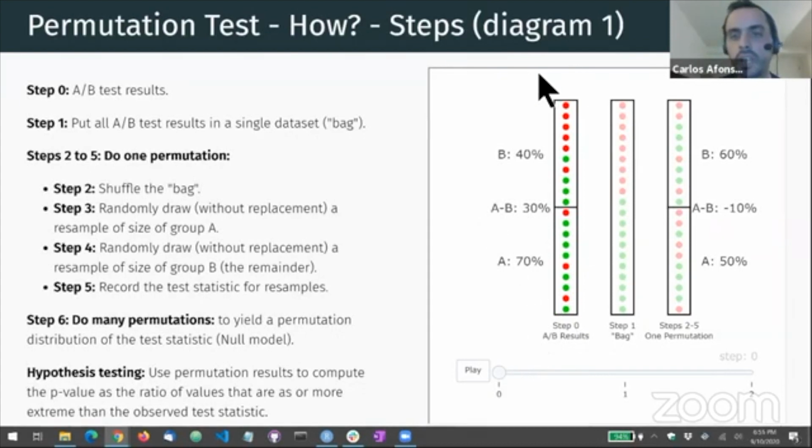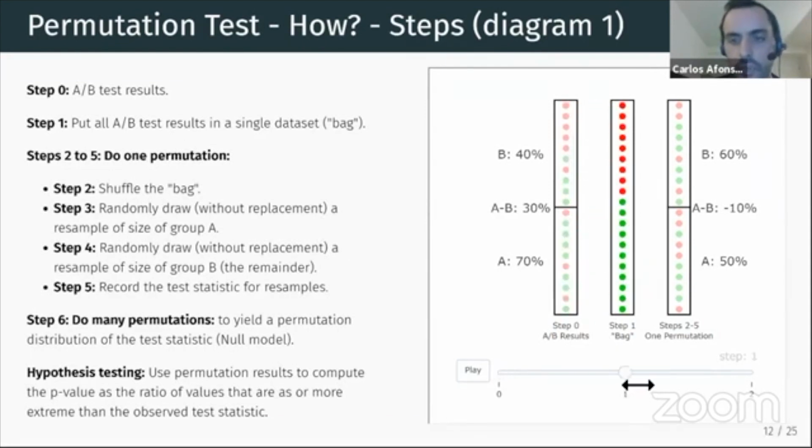We have our A/B test results. Now, step 1, the first step in a permutation test, is to actually get the results from group A and group B from the A/B test and put them together in a single data set, in a bag, if you will. Okay, so that's what we are doing here. All those results that were separate in group A and group B, we're just going to put them all together in a single data set. I'm going to call it the bag, where we're going to do the resampling from.